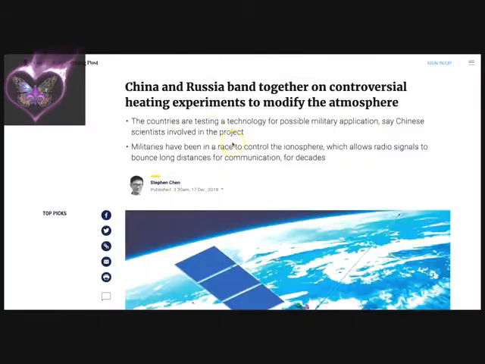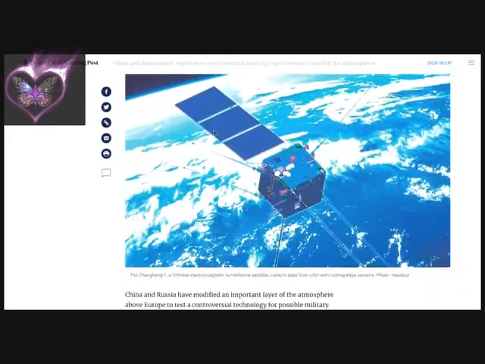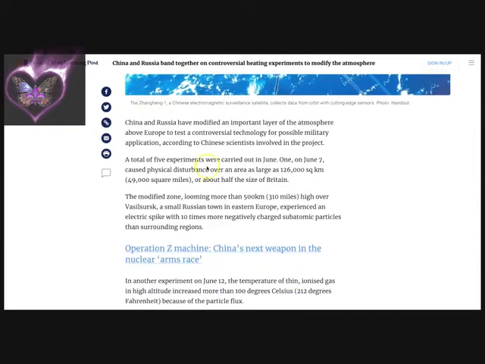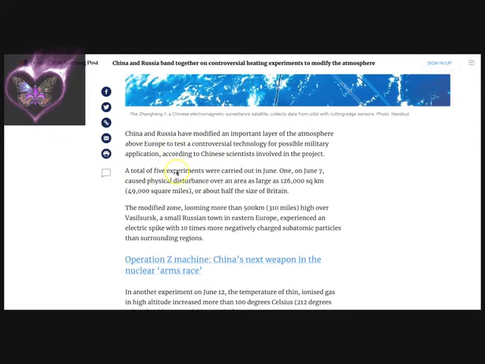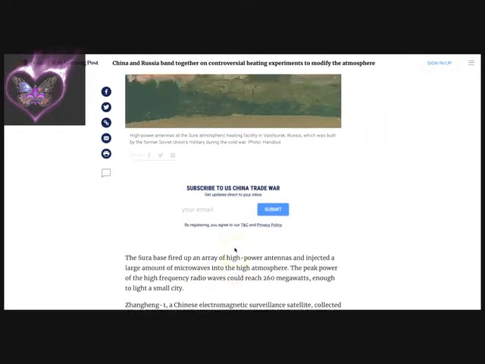Again, China and Russia band together on controversial heating experiments to modify the atmosphere. The countries are testing a technology for possible military applications, said a Chinese scientist involved in the project. Militaries have been in a race to control the ionosphere, which allows radio signals to bounce long distances for communication, for decades. China and Russia have modified an important layer of the atmosphere above Europe to test a controversial technology for possible military application, according to Chinese scientists involved in the project. The Sura base fired up an array of high-powered antennas.